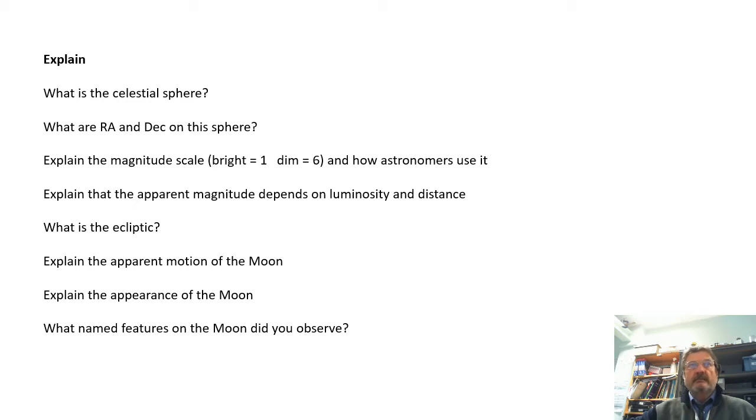I will tell you that the moon is always close to the ecliptic. Explain the appearance of the moon, as in you've already explained the phases of the moon. You could refer back to that in assignment A. And then what named features on the moon did you observe?